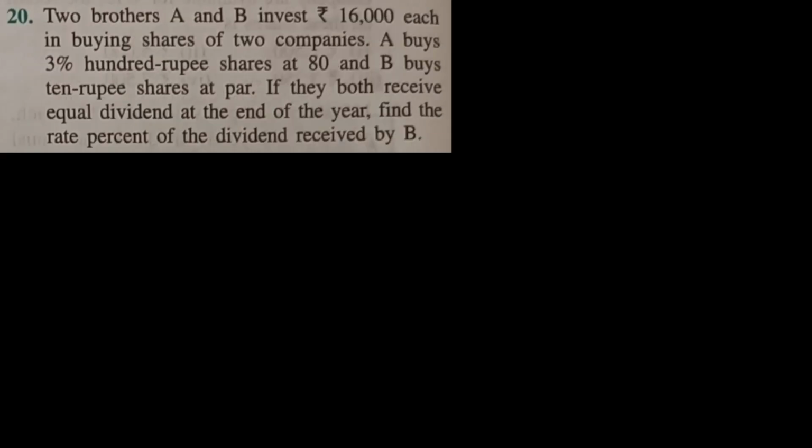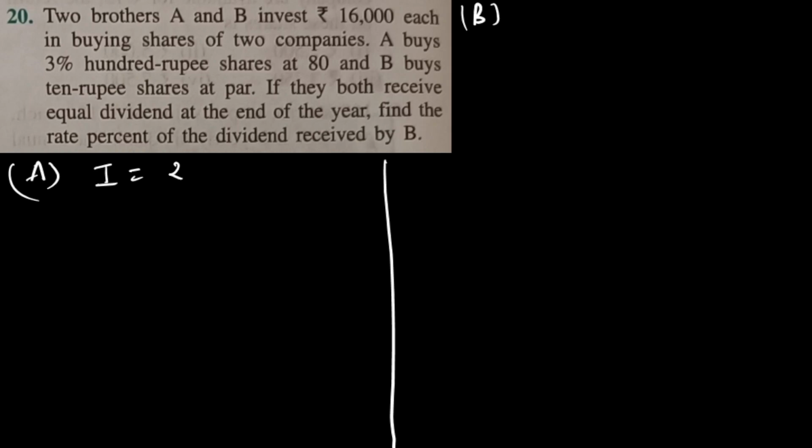Now let's move towards the last question of this chapter. This is also a similar type of question. We just have to write. Again, I'll make a partition when I'm writing the things. So two companies are there. Two brothers are there, A and B. So here for A I'll write, here for B I'll write. Investment. So how much investment they are doing? It's given to us, 16,000 investment. So investment is equal to 16,000.